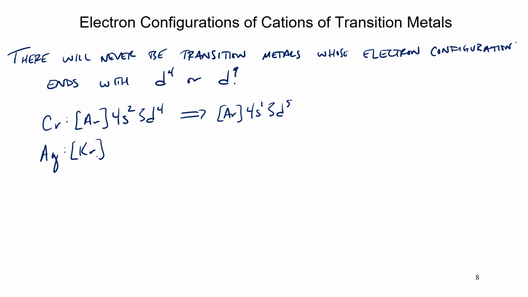Silver is another good one to look at. Silver is krypton 5s2 4d9. Again, it's a much more stable, lower energy configuration if one of those electrons hops over from the 5s to give it 5s1 4d10.